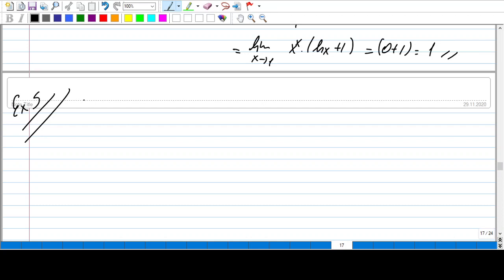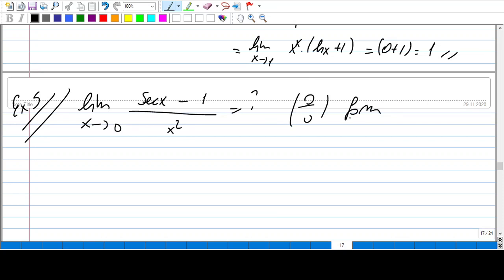Okay, let's evaluate again: limit x to 0 of (secant x minus 1) over x squared, if the limit exists. If you put 0, secant x is 1 over cosine, which is 1, 1 minus 1 is 0, so 0 over 0 form. Okay, apply L'Hopital. Limit x to 0, the derivative of secant x is secant x times tangent x, don't forget it, it's important, over 2x.